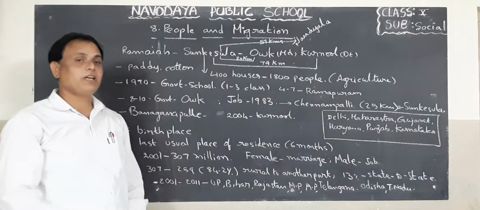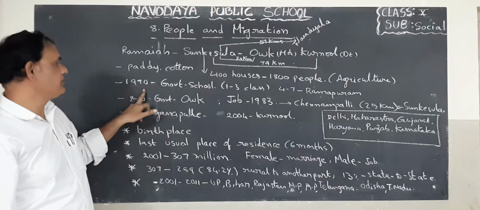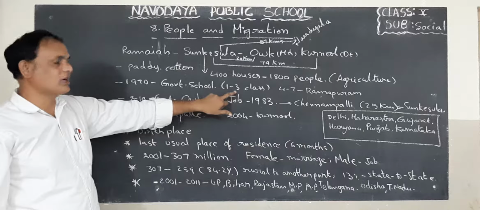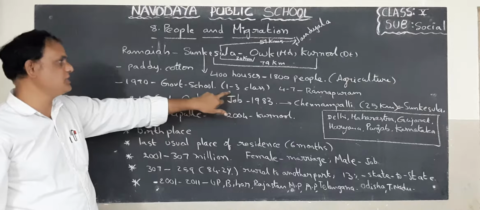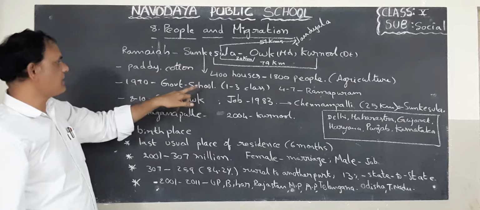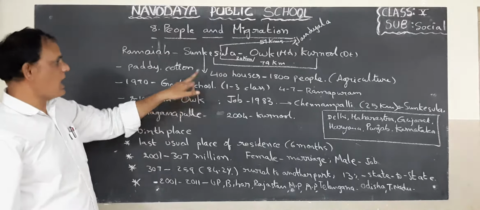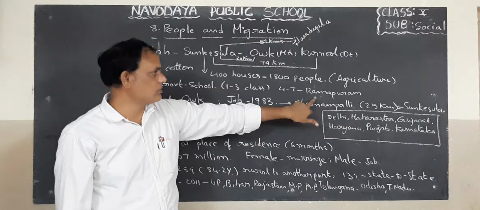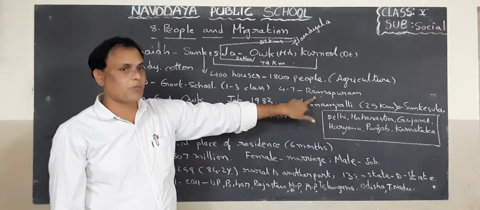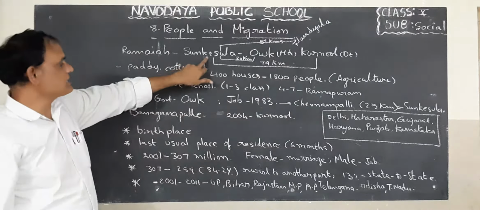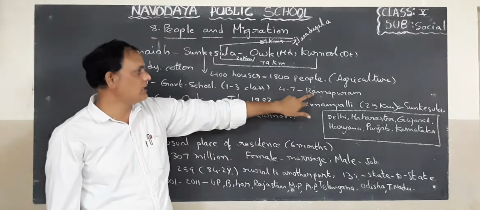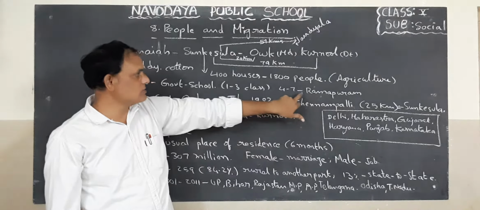Okay, children. In 1970, Ramaya studied in Sunkeshula Primary School, a government school, up to 3rd class. That means classes 1 to 3 were finished there. After that he studied 4th class to 7th class in Ramapuram, because in Sunkeshula, in those days, there was only up to 3rd class.